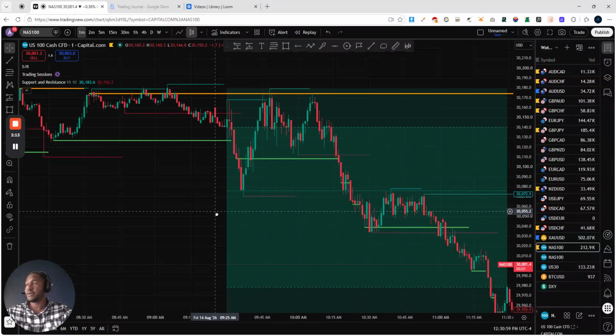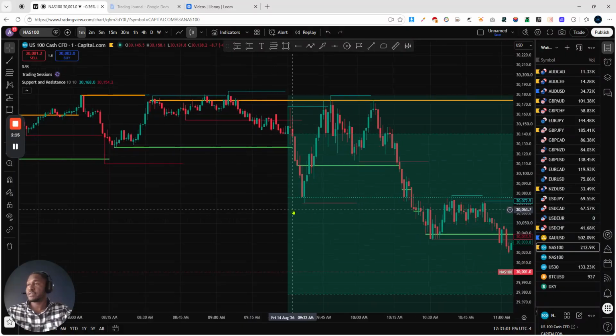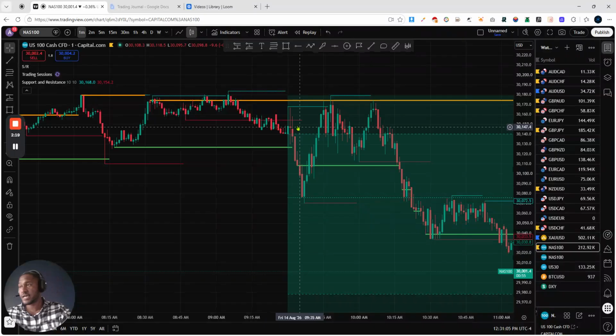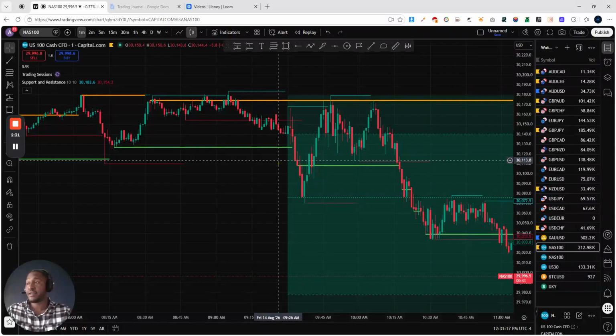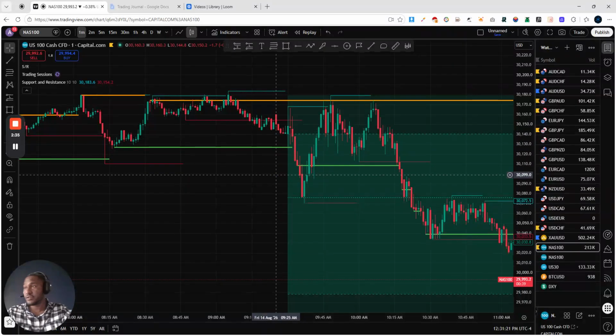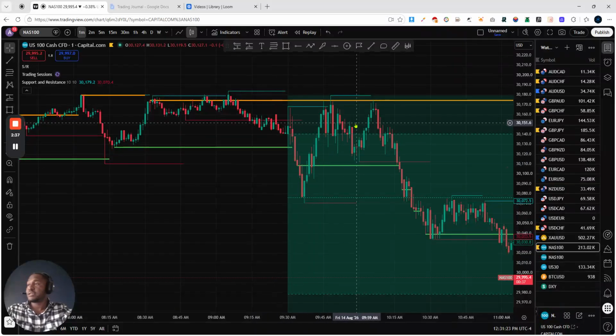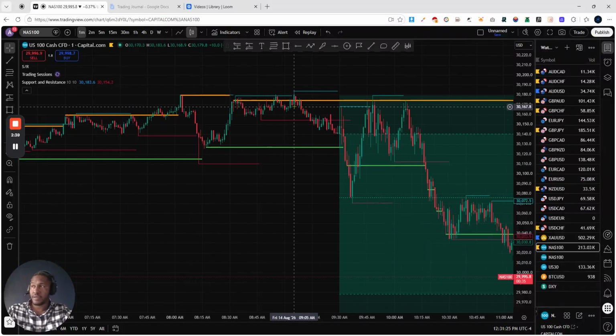What I used to do with NAS is have these little lines and say, okay, I'm looking for price to react to this line. Not only am I looking for a rejection candle, I'm also looking for an engulfing candle, and I also need to see price come back. Dude, you're asking a lot, and you expect NAS to still give you profits.